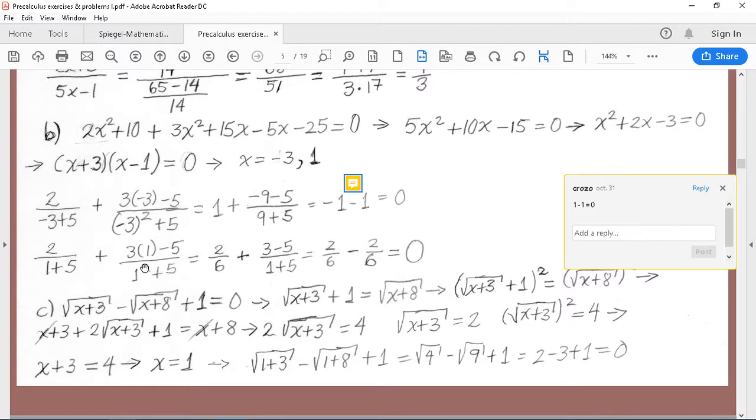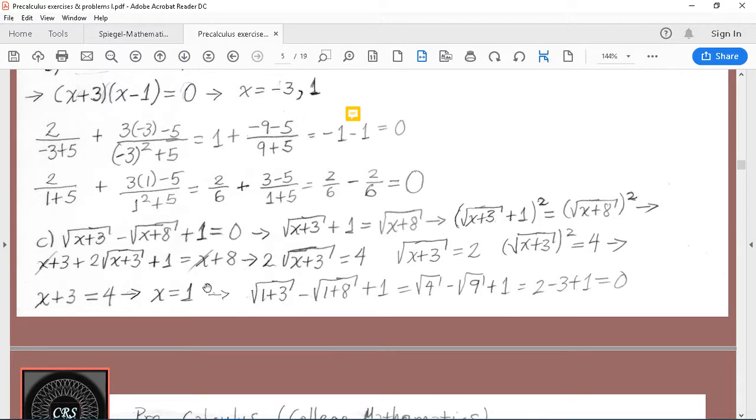Okay, so now we replace x equals 1, and we have 2 over 1 plus 5, and here we have 3 times 1 minus 5 and 1 squared plus 5. So we have 2 over 6, and here we have 3 minus 5, and here we have 1 plus 5. So we have minus 2 over 6. 2 over 6 minus 2 over 6 is 0. That means that both solutions are correct.